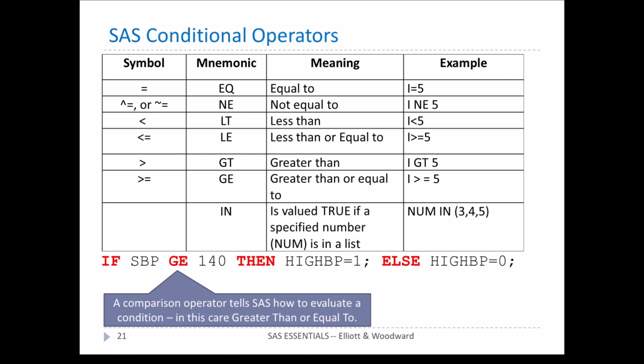So here's an example at the bottom. If systolic blood pressure GE, what does that mean? Greater than or equal to. Then high blood pressure equal 1, etc. We've seen that before. So that's where that GE came in.